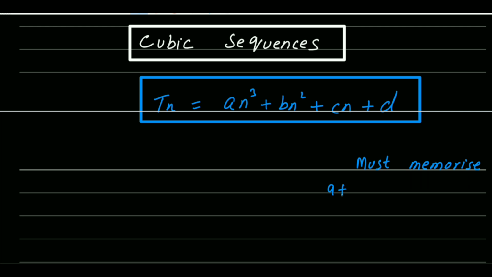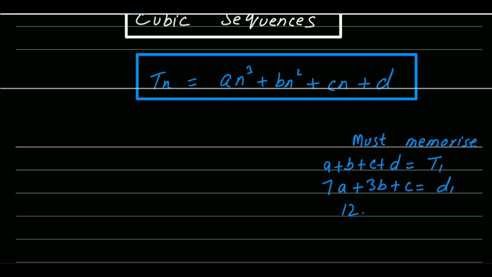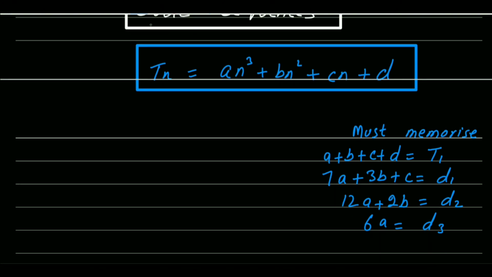First equation that you have to memorize: a plus b plus c plus d is equal to t1. Second equation: 7a plus 3b plus c is equal to d1. Third equation: 12a plus 2b is equal to d2. And the last equation: 6a is equal to d3. So these four equations you have to memorize.